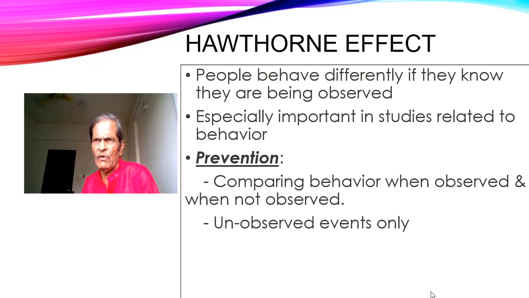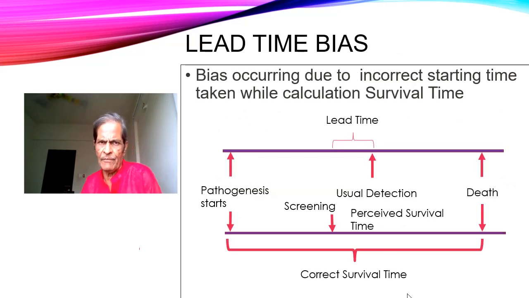This is called the Hawthorne effect, which was found in the United States when a study was made on industrial workers, and it was found that the behavior of the workers differed when they were being observed as compared to when they were not observed. Naturally, the prevention lies in comparing the behavior of persons when they are observed and when they are not observed. Or you can take only unobserved events, or you can have concealed observation, where precautions are taken to conceal from the person that he is being observed.